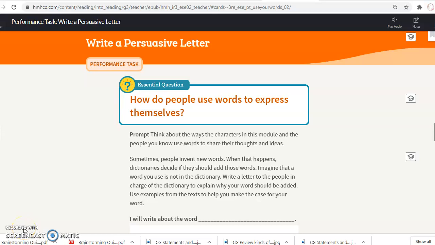Hi, third grade friends. Today we are going to be talking about something called a prompt, as you can see here on page 218 from your My Book. If you want to get your My Book to have it in front of you as well, pause the video while you go get it.